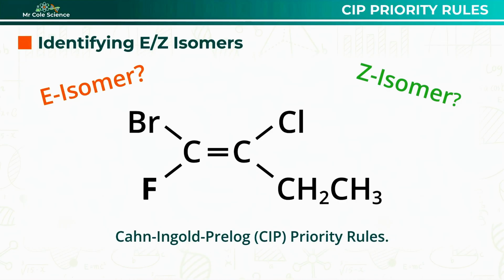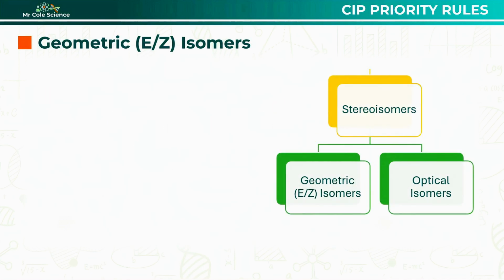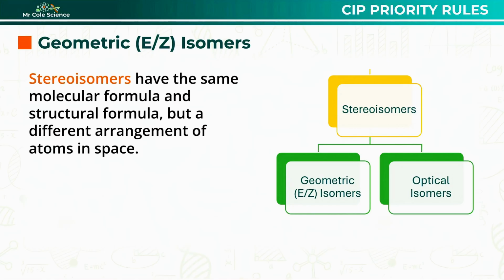priority rules are and how we can use them to assign priority groups to help identify E and Z isomers of alkenes. But first, let's just remind ourselves of what geometric or EZ isomerism is. Geometric or EZ isomerism is one of the two types of stereoisomerism you'll study in A-Level Chemistry. Stereoisomers have exactly the same molecular and structural formula, but differ in how their atoms are arranged in 3D space.